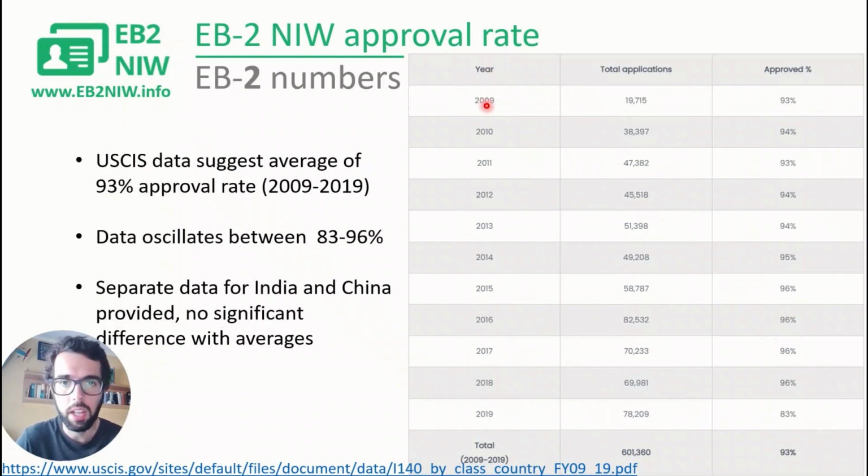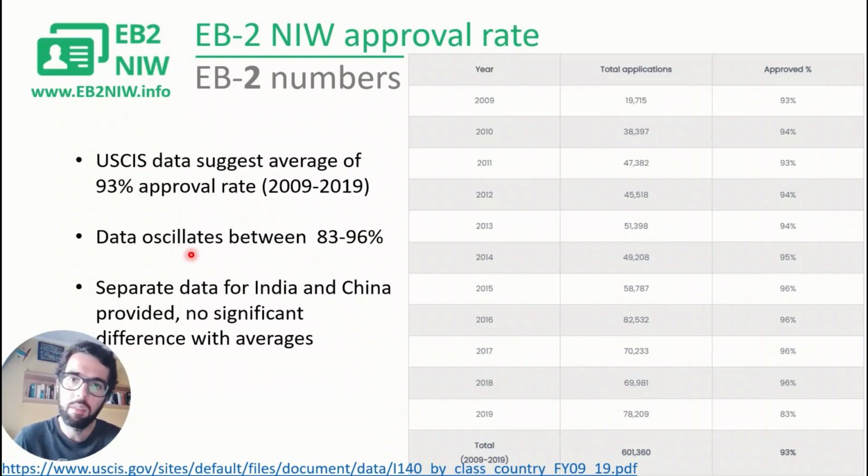This is data from 2009 to 2019, so it's 10 years worth of data, so that's a good chunk of data. And it contains the total number of applications per year, and then of those, what is the percentage of them that got approved by USCIS? So this is for the I-140 step. So you can see that the average of this decade of data is 93% for the global EB2 category. And that includes NIW, but it includes also other cases where people apply with a sponsor. Remember that in NIW, you don't need a sponsor.